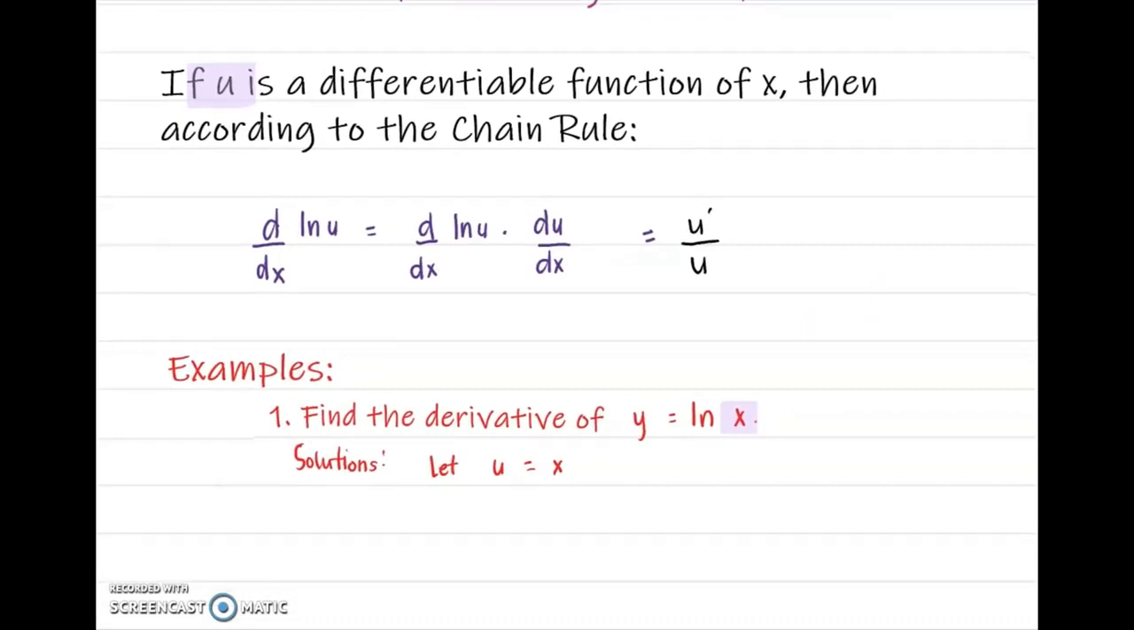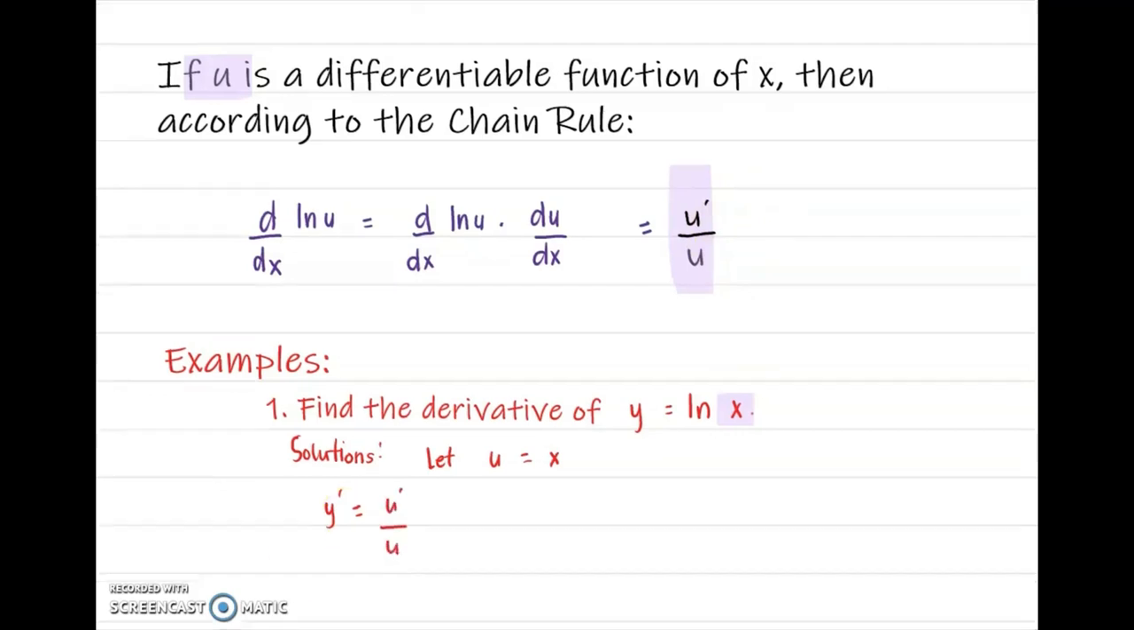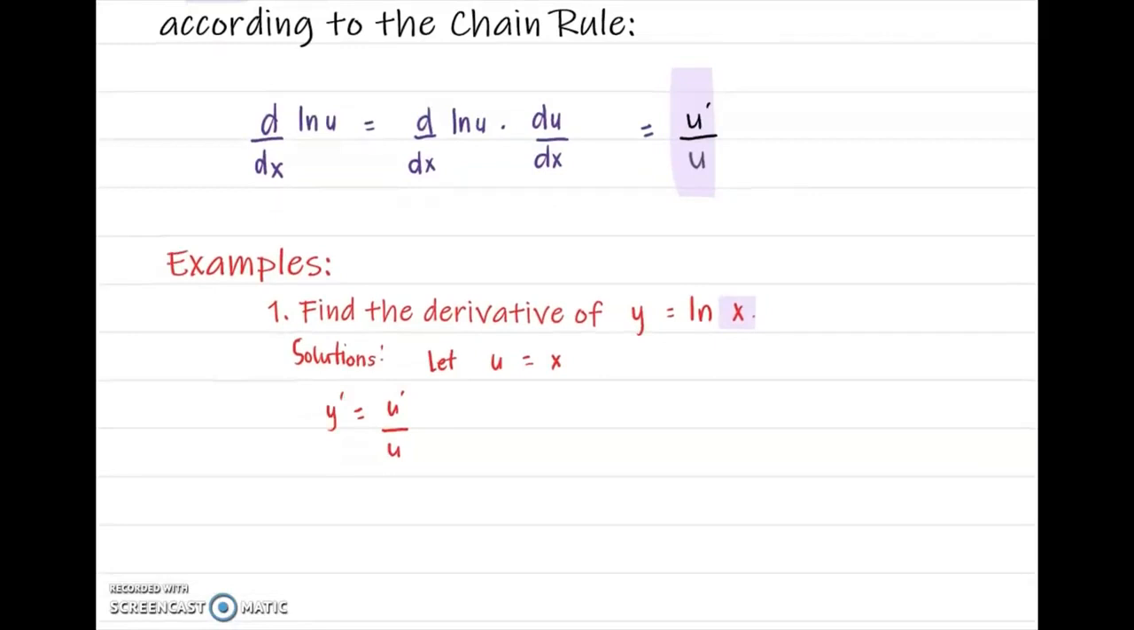So we have here y prime, or the derivative of y, is equal to, let's use u prime over u. And then since our u is x, our u prime is equal to 1. The derivative of x is 1. And our u is x, so over x. And that's already our final answer.